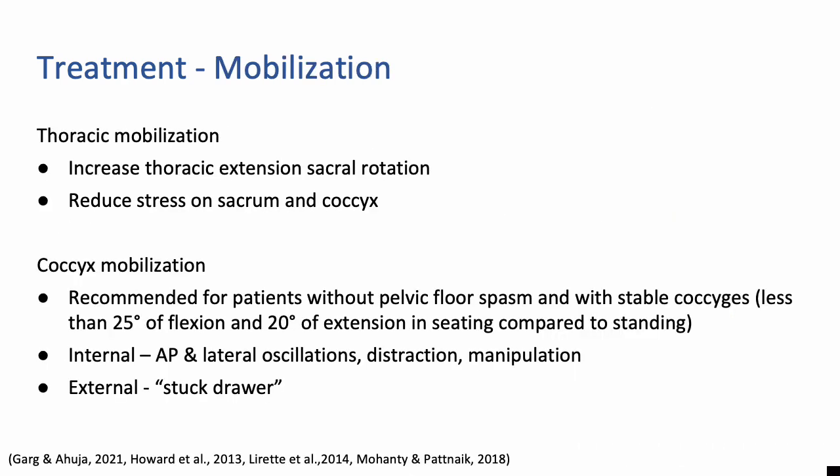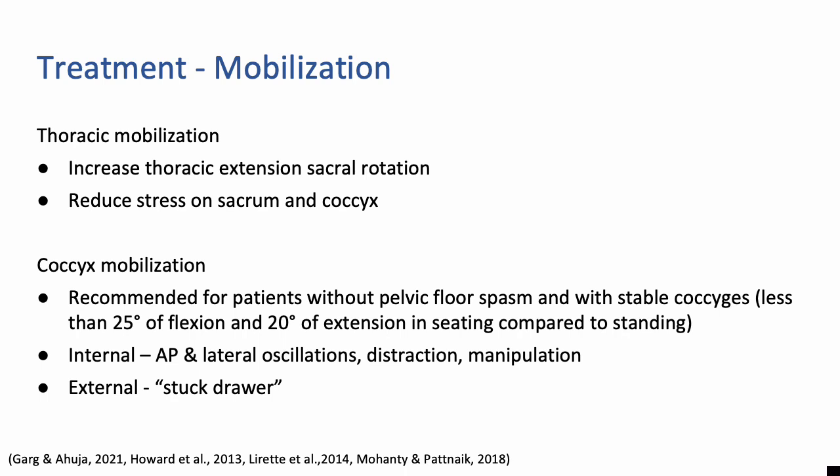So now on to mobilization treatments. Mohanty and Patnick found that thoracic mobilization is actually effective in helping with tailbone pain. Their reasoning was that it increases thoracic extension and sacral rotation, and therefore reduces stress on the sacrum and the coccyx. Then we have coccyx mobilization. This is recommended for patients without pelvic floor spasm and who have stable coccyges, which was defined as less than 25 degrees of flexion and less than 20 degrees of extension in sitting compared to standing.